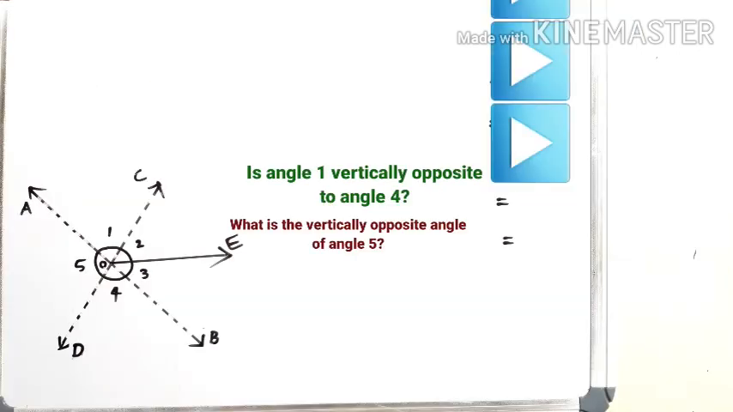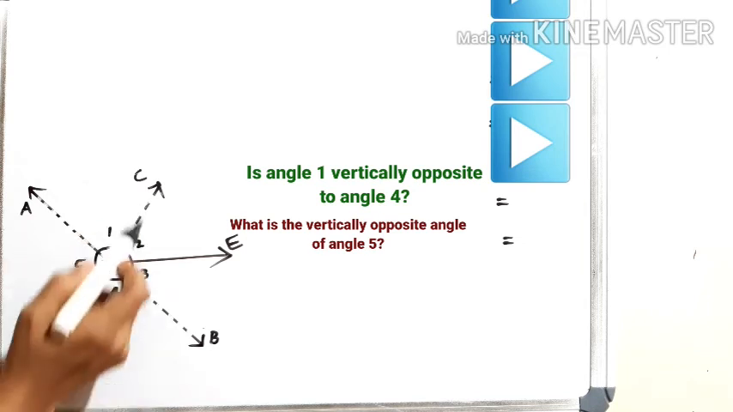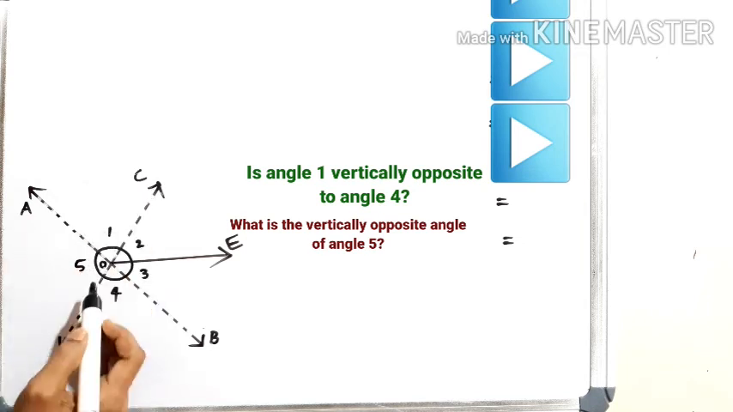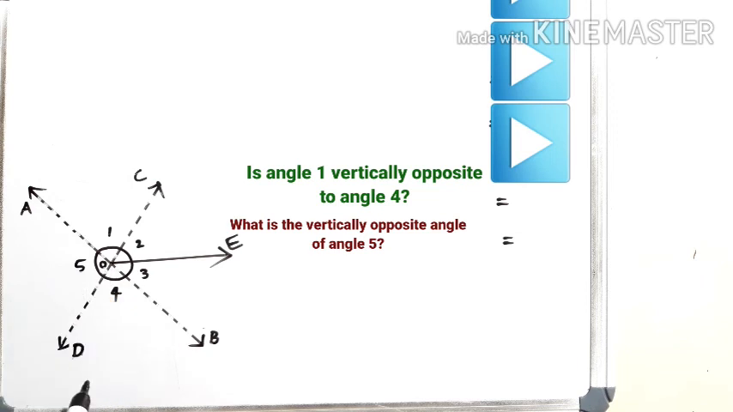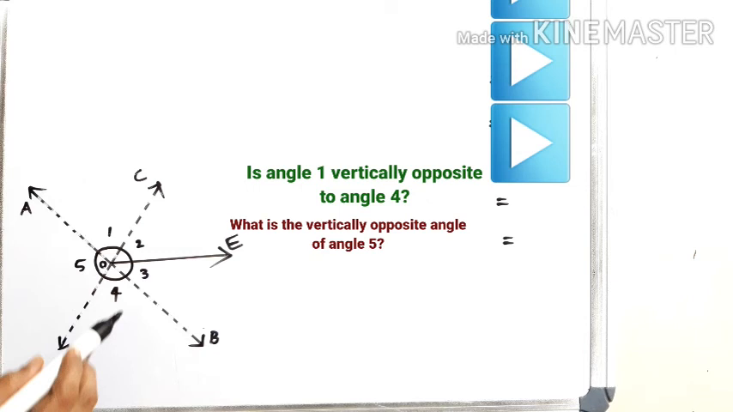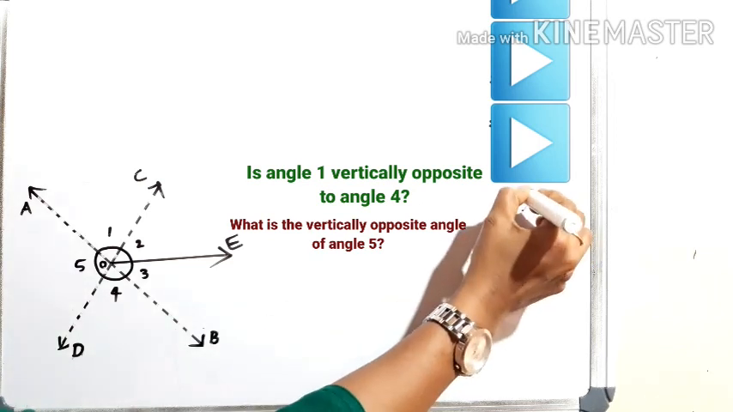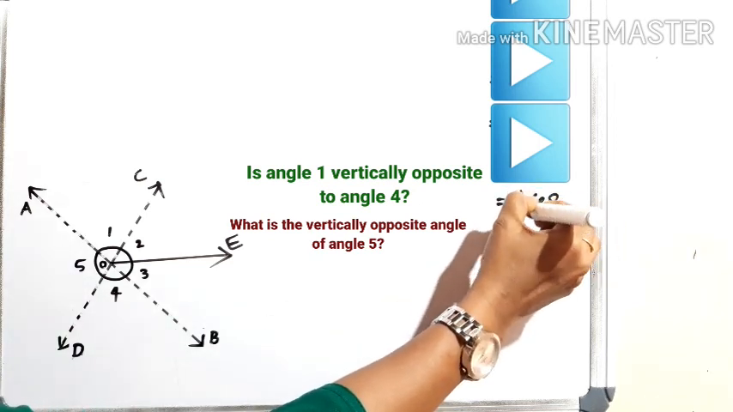Is angle 1 vertically opposed to angle 4, right? Here, when we consider these two dotted lines, AB and CD, intersected at a point O, angle AOC is vertically opposed to angle DOB, right? Therefore, angle 1 is vertically opposed to angle 4. So, the fifth answer becomes yes.